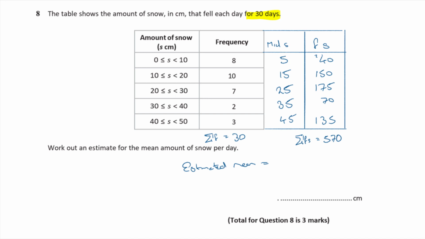And then the estimated mean is going to be our sigma fx value divided by our sigma f value, which is 570 divided by 30. Okay, so the zeros can cancel out, and as luck would have it, 3 does go into 57. So it goes in 19 times. So that's our estimated mean. It's going to be 19 centimetres of snow. That's a lot of snow.